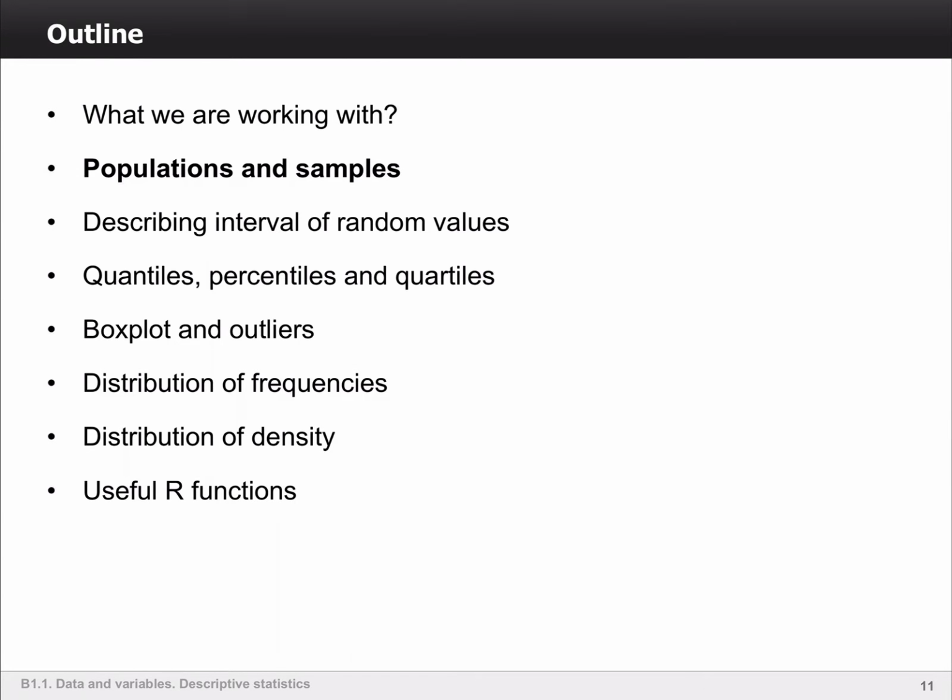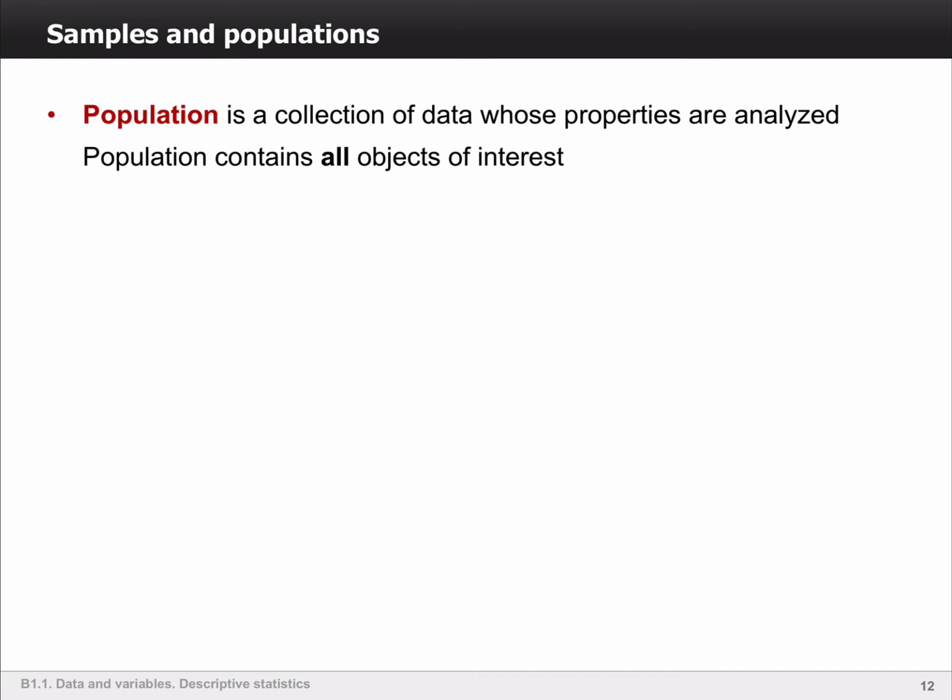Another important thing we need to discuss is the relationship between populations and samples. What is a population? A population is a set of all objects you are interested in. For example, if you want to invent a medicine that can cure lung cancer, it means that the population are all people in this world that have lung cancer.